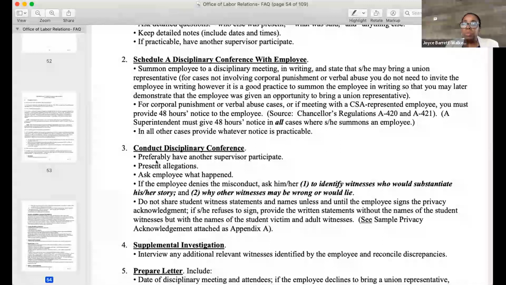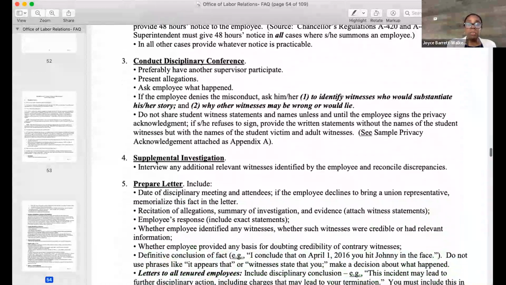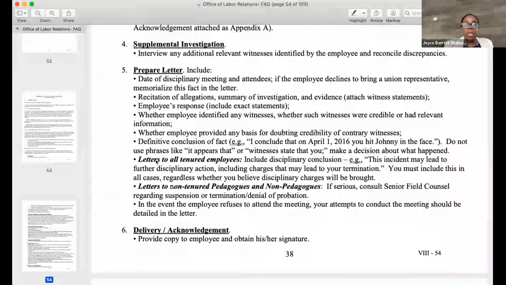Here we have scheduling a disciplinary conference, and don't forget you have this as a resource, conducting a disciplinary conference and preparing the letter. As you saw previously, the date and everything that you need to know. Here we have a special notation that I thought was interesting. Letters to all tenured employees include a disciplinary conclusion: this incident may lead to further disciplinary actions, including charges that may lead to your termination. You must include this in all cases, regardless of whether you believe disciplinary charges will be brought. So it tells you what to do with tenured and non-tenured staff.